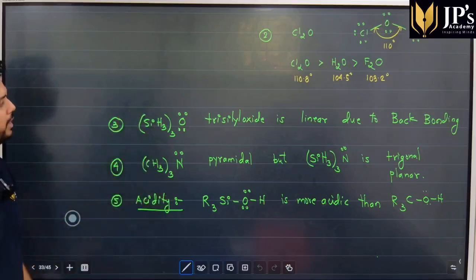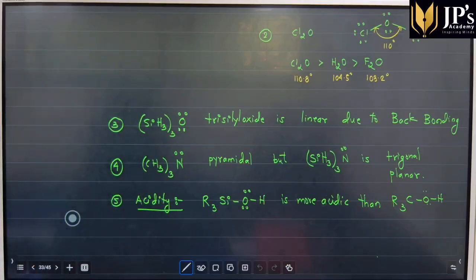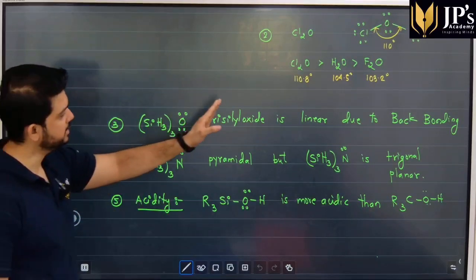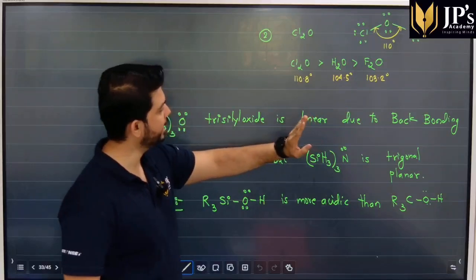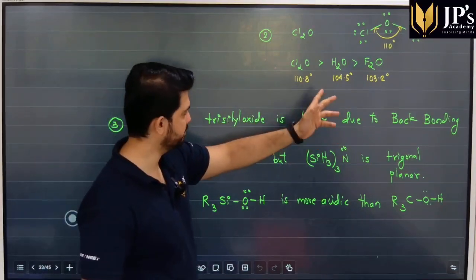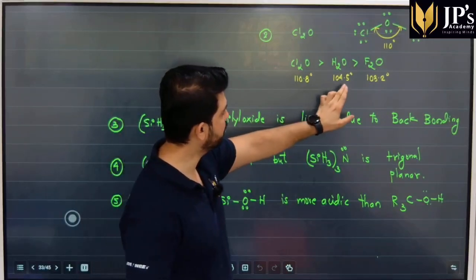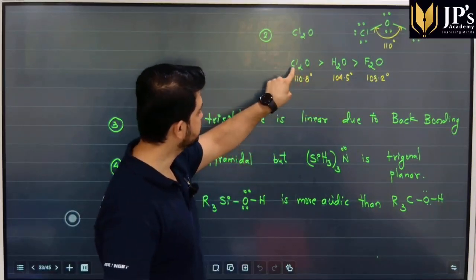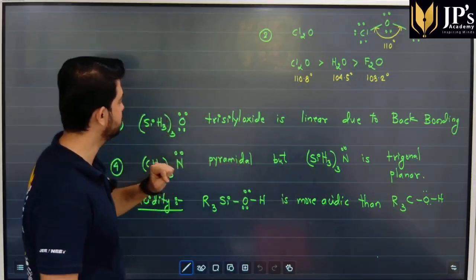Some more back bonding examples I have written over here, students. Cl2O is a very important example. If you look at the bond angle reason over here, approximately 111 degrees, 104.5 and 103, it is because of the presence of back bonding in Cl2O.